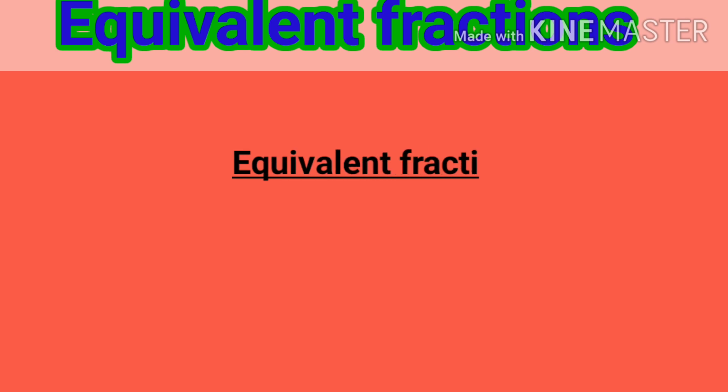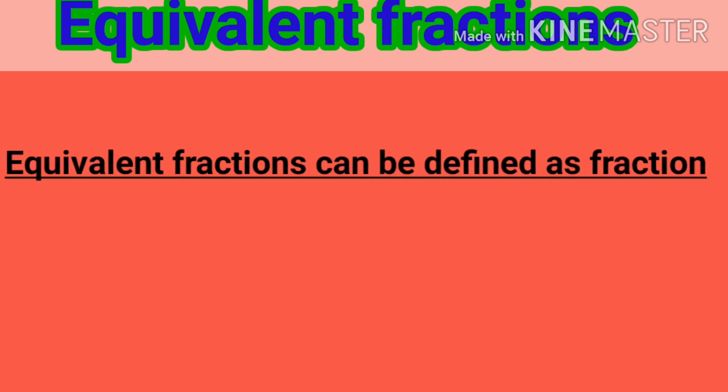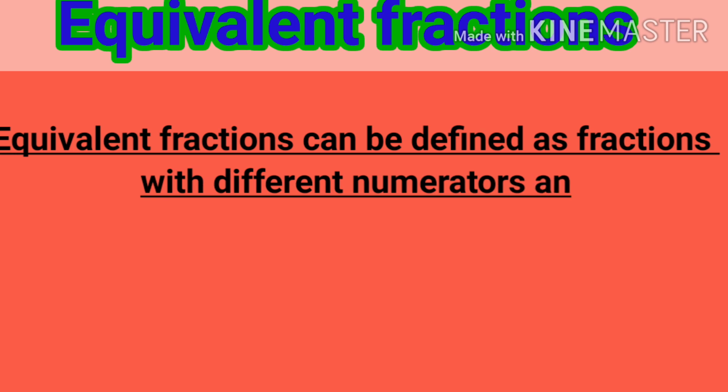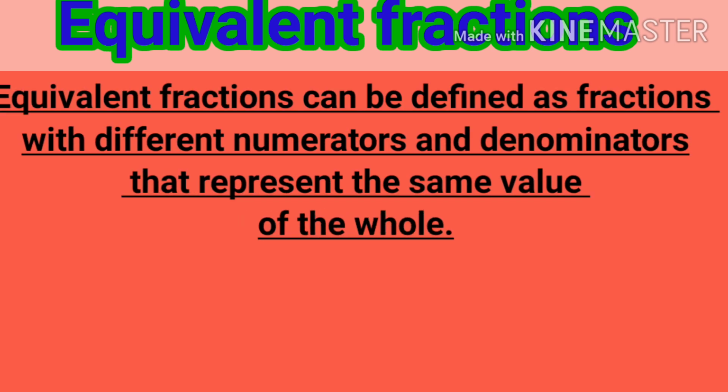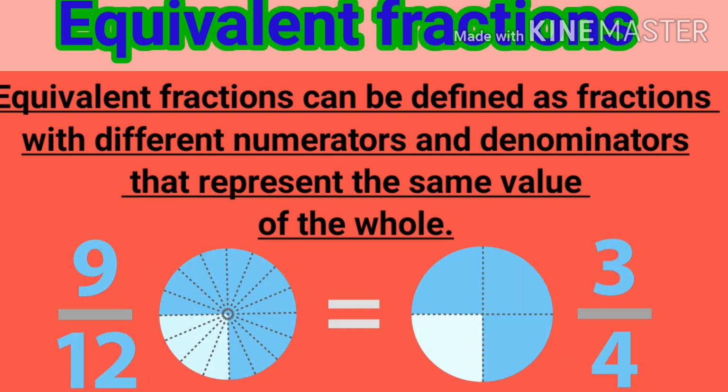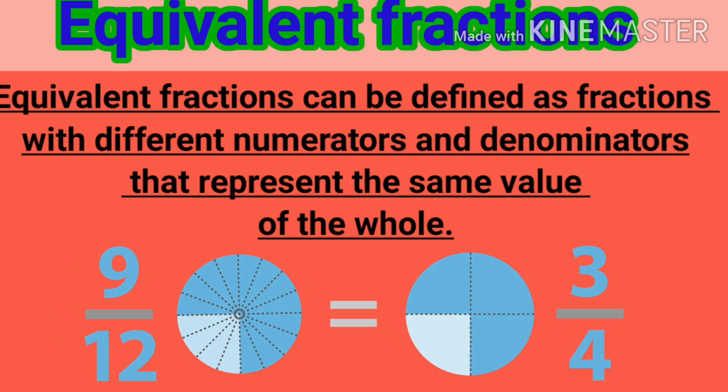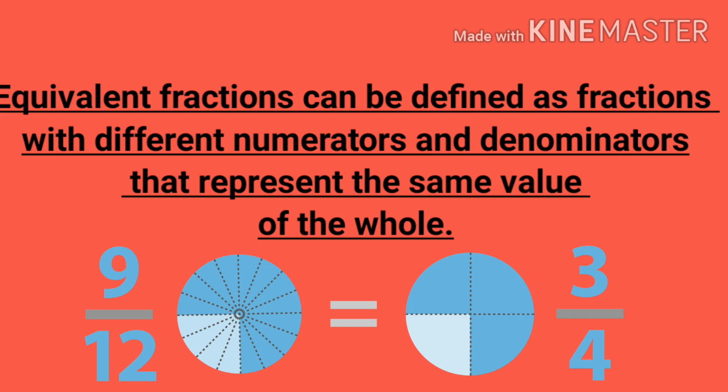So, equivalent fractions can be defined as fractions with different numerators and denominators that represent the same value of the whole. For example, 9 by 12 is equal to 3 by 4. Here we can say that they are the same in terms of shape and size but are expressed using different numbers.